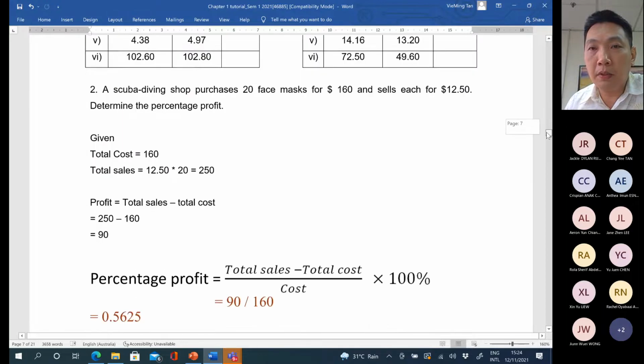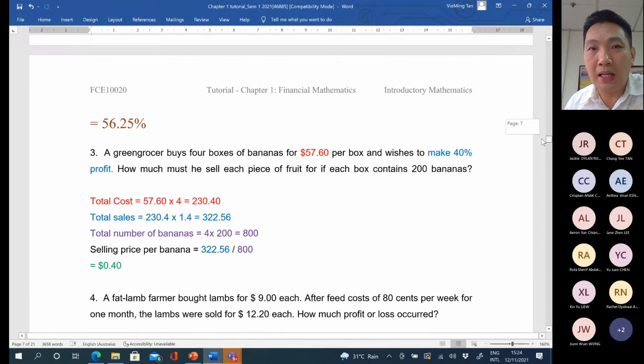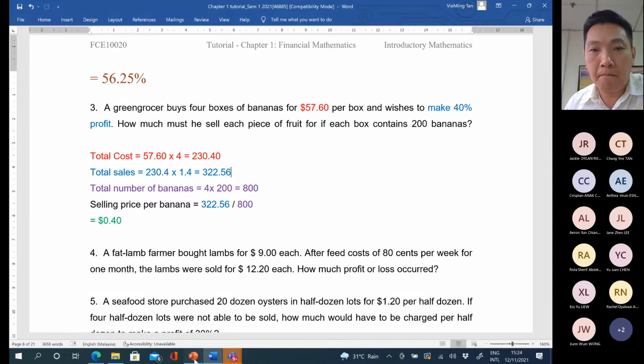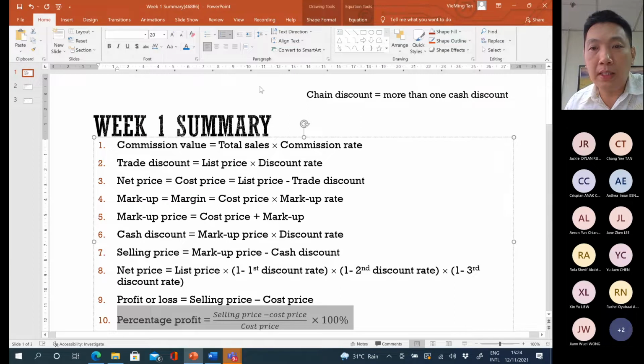The most important thing is you have to know how to analyze the question first. Get the appropriate information first, and then decide what formula you want to use. By using this table, you can identify the suitable formula that you want to use.